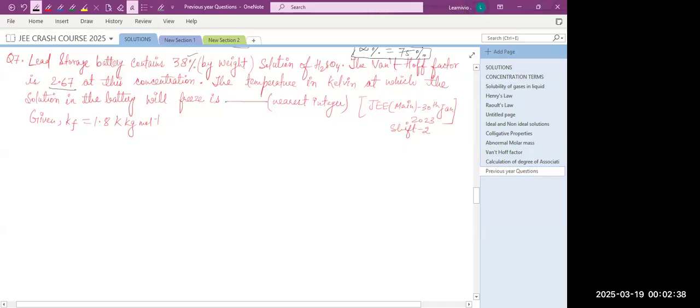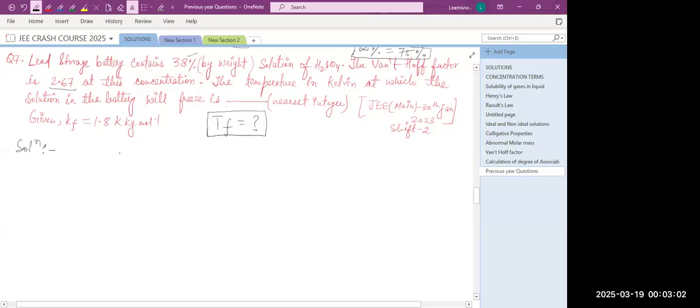So basically they have asked for the freezing point value. You have to calculate the value of TF, the freezing point temperature, to the nearest integer. Here the Kf value is given as 1.8 Kelvin kg per mole. So how will you proceed with this question?